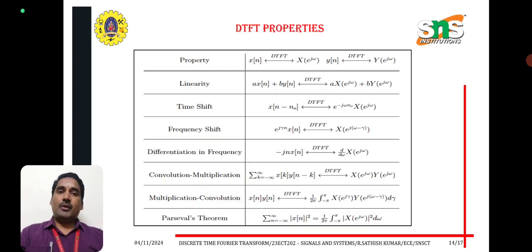Next one, DTFT properties. It consists of linearity property, time shifting property, frequency shifting, differentiation, convolution and Parseval's relation. The linearity property: a into x of n plus b into y of n becomes a into X of e power j omega plus b into Y of e power j omega. Time shifting: x of n minus n naught becomes e power minus j omega n naught into X of e power j omega. Frequency shifting: e power j omega naught n into x of n is equal to X of e power j into omega minus omega naught. Similarly for convolution, multiplication and Parseval's relation.